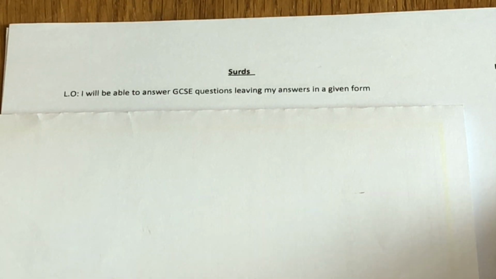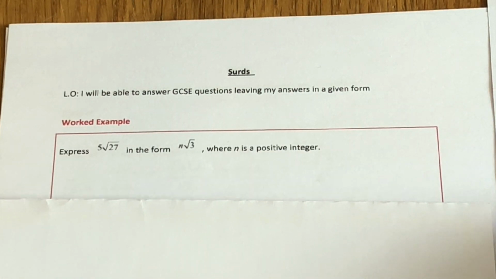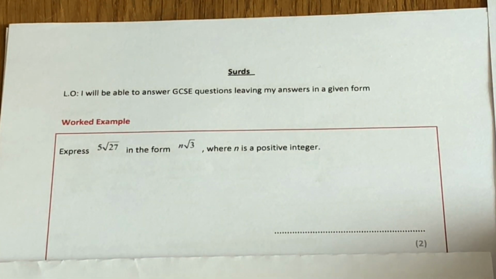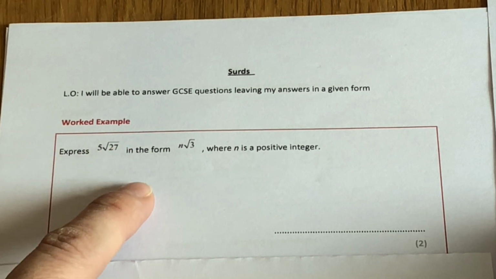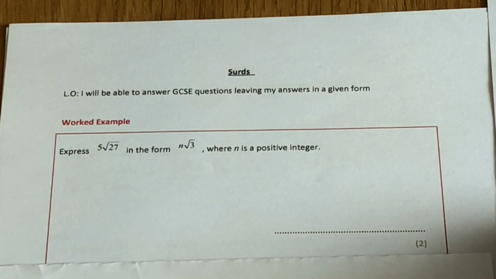Today's lesson, we're going to be bringing all of our skills together and answering some GCSE questions when they ask you to leave your answer in a certain form. So I've got a worked example to show you what I mean by that. So express 5 root 27 in the form n root 3, where n is a positive integer.